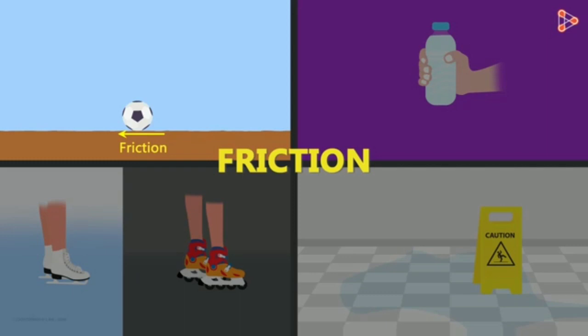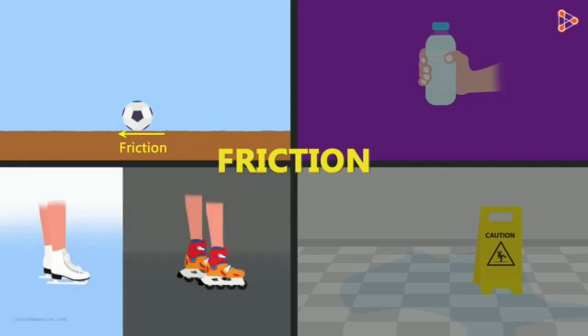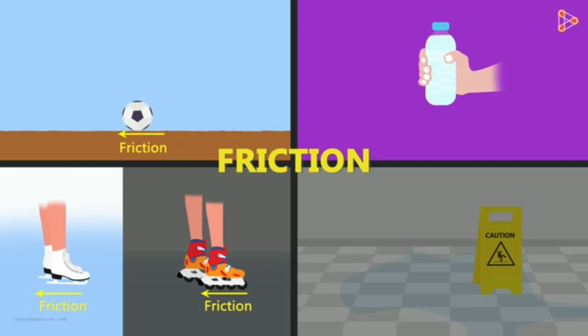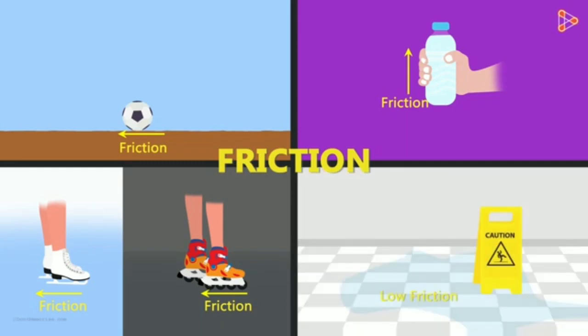The reason why the ball eventually comes to a halt is because of the force of friction. The reason why skating on an ice rink is easier is because the force of friction is lesser there. The bottle doesn't slip through because the force of friction between your hand and the bottle doesn't allow it to do so. If the floor is wet, the friction offered by it reduces and there are chances that you might slip and fall.